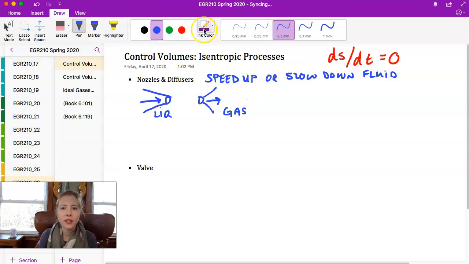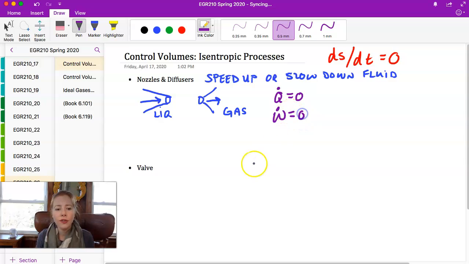And so some of these assumptions that we build into our models are that Q dot is zero. We're not getting any energy transfer with time between the nozzle and its surroundings, or the diffuser and its surroundings. We don't have any power that we're putting into the system or getting out of the system. We're dealing with a steady state problem. So d/dt is zero.